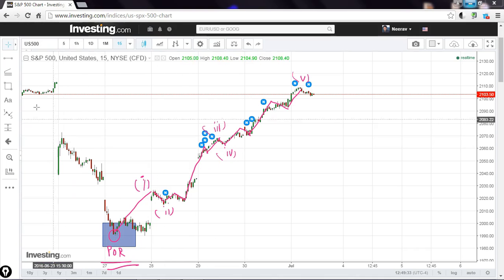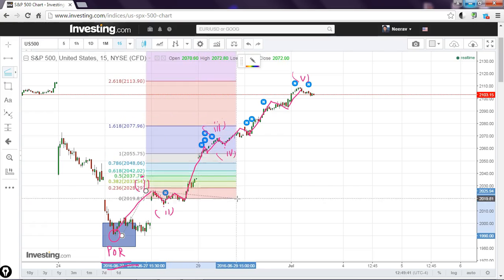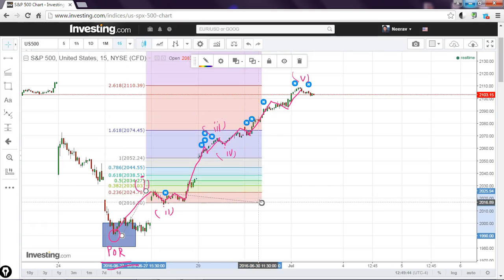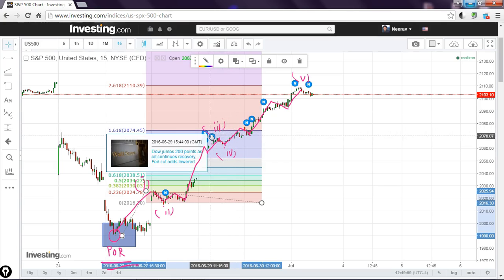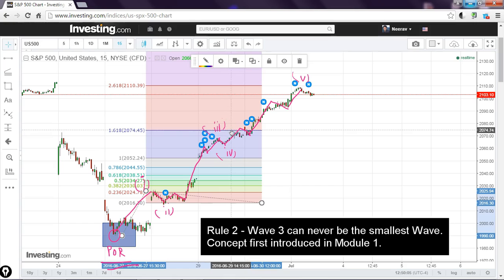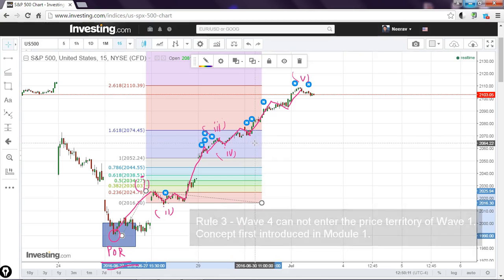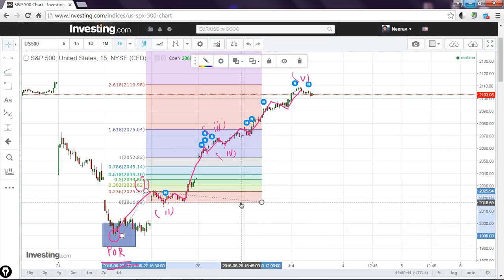And let's just have a look at a bit of the Fibonacci ratios, so we can verify whether this fits in with the wave principles or not. So wave 1 completing till here, we will project it from the start of wave 3, and wave 3 is definitely completing above 1 and below 1.618, so it is in proportion, and it is not the smallest wave. Wave 3 is never the smallest, remember, and that is what we were trying to check out here. And other than that, wave 4 has not entered the price territory of wave 1, and so all the rules are being followed, and hence this wave count is a valid wave count.